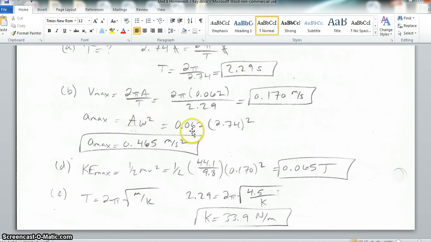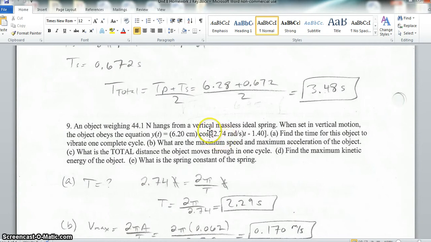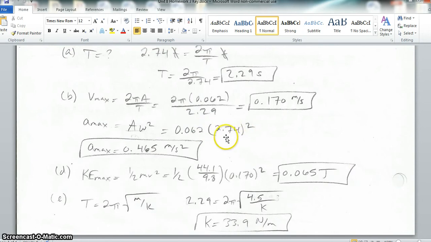So my amplitude once again was 0.062 meters because it was 6.2 centimeters. And my angular frequency, I'm just using this interior of the function as being omega times t, so that 2.74 is my omega. So that's why I plugged that number in, 2.74 squared for my omega squared, because that's what that represents. So then my maximum acceleration is 0.465 meters per second squared.